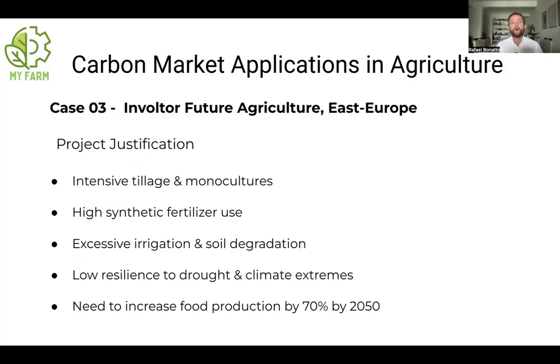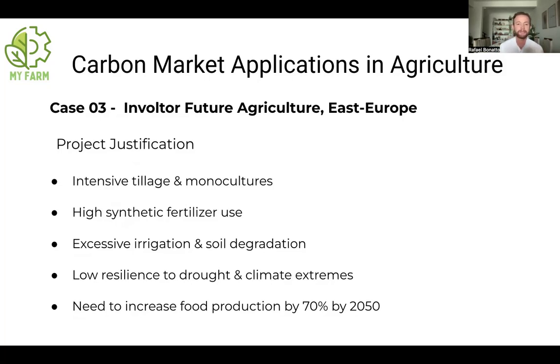What is the justification? Why has Involter Future Agriculture decided to go cross-border? Because after an extensive appraisal and diagnosis, they noticed that those countries adopt intensive tillage, intensive plowing, and monocultures. They have a high usage of synthetic fertilizers and excessive irrigation that leads to soil degradation when combined with synthetic fertilization and tillage. Low resilience to drought and climate extremes. It does not surprise me. It does not surprise you as well. They have a problem with drought and climate stresses.